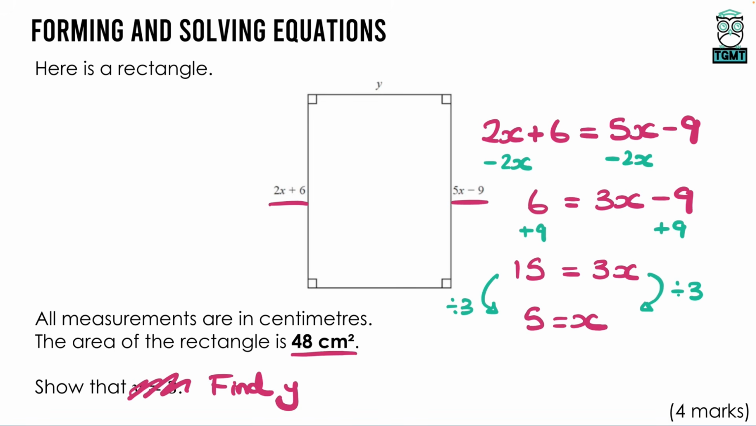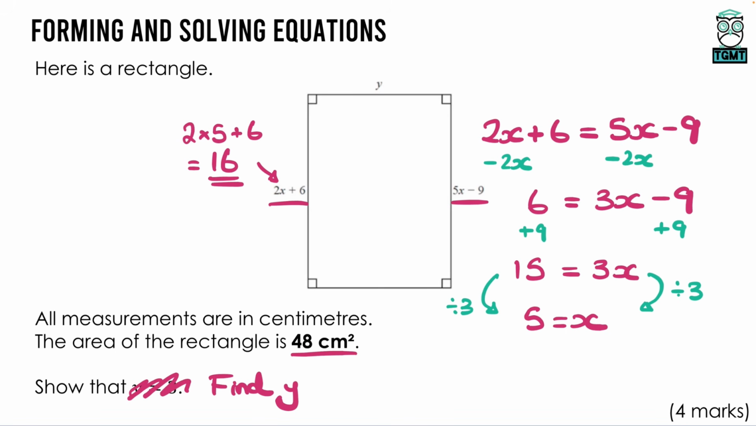Now we can use that 5 to find out the side length. So this side now, we can substitute 5 into that side. 2 lots of 5, I'll write this out in full, 2 times 5 plus 6 gives us a side length of 16. I don't need to also substitute that into the other side, because we have already said the opposite sides are the same, so the other side is also 16. And if you did sub 5 into the other side, you'd have got 5 times 5, which is 25, take away 9, which is 16. So either way, we'd have got this answer of 16.